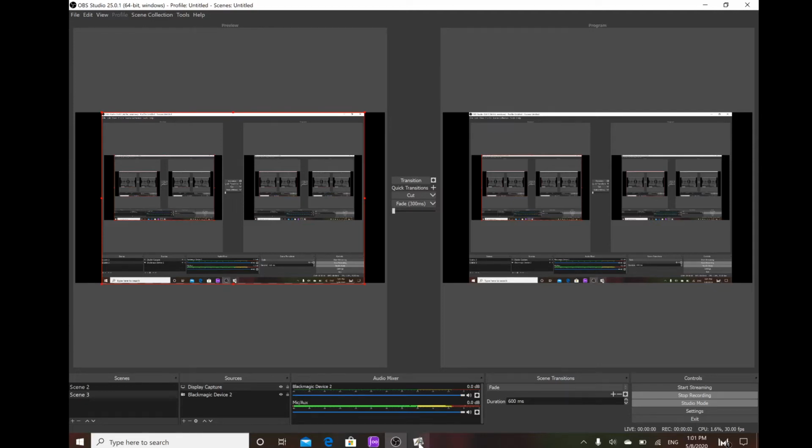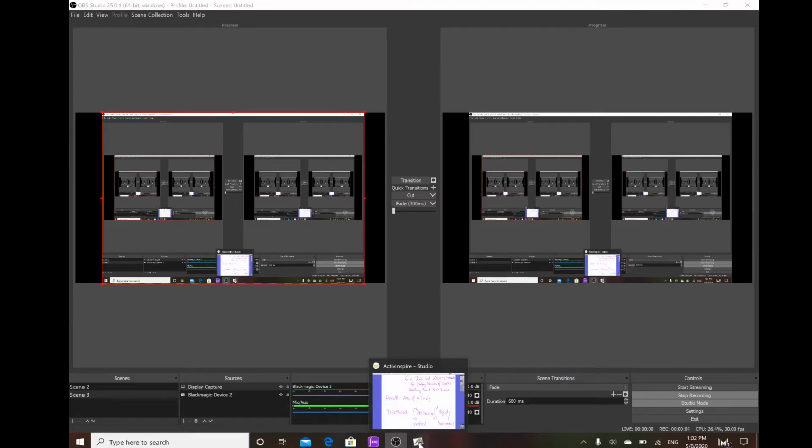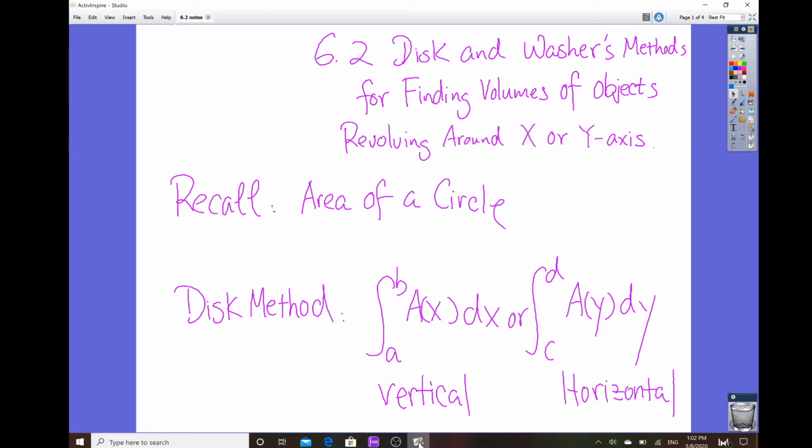Okay, good afternoon, guys. So I just want to talk about part 1 of 6.2. It's the disk and the washer method for finding the volume of an object revolving around the x or y axis.